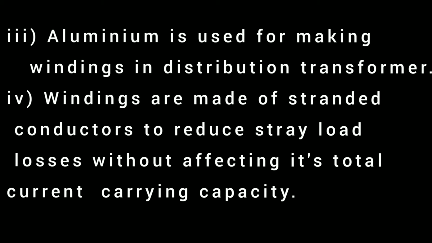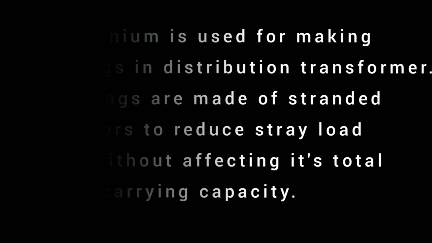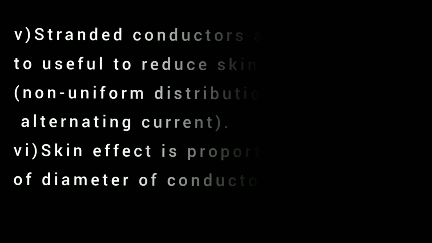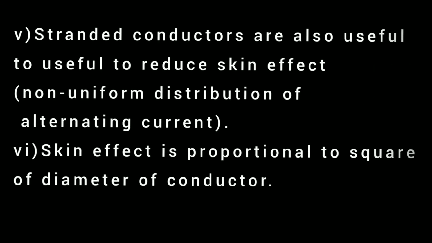Similar to the lamination in the transformer core, windings are not made up of a single solid conductor. Instead, windings are made up of stranded conductors to reduce stray load losses without affecting the total current carrying capacity. These stranded layers are insulated from one another using an enamel paint. Stranded conductors are also useful to reduce skin effect.